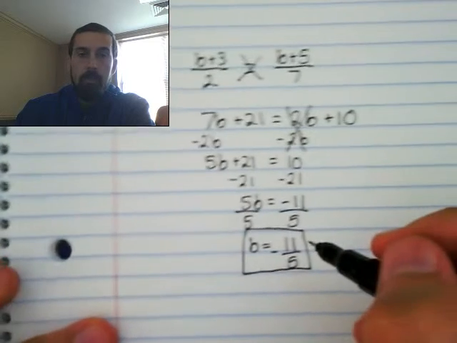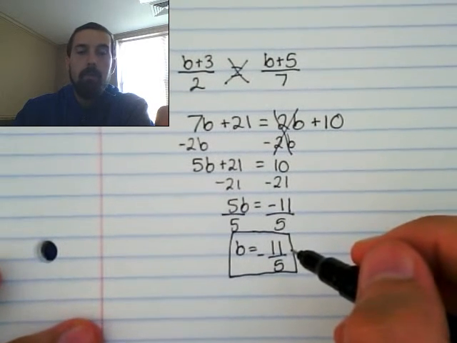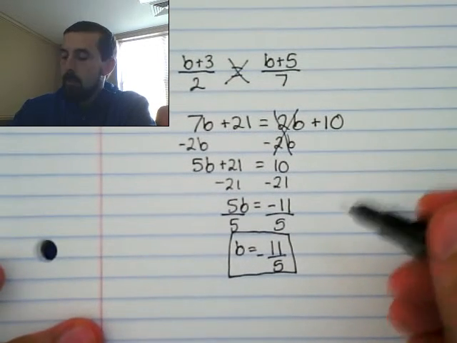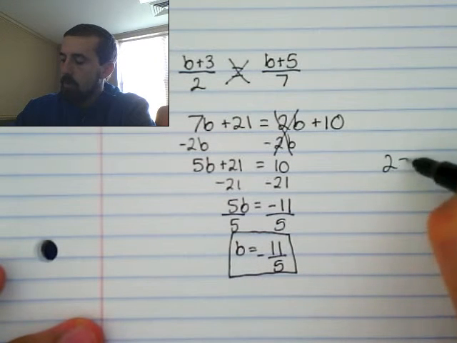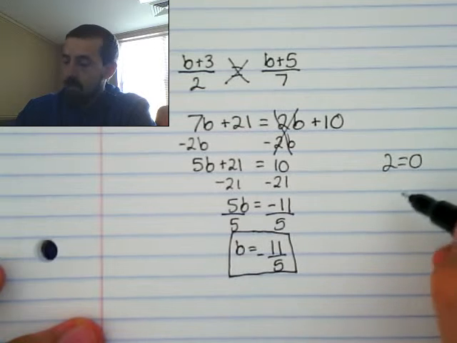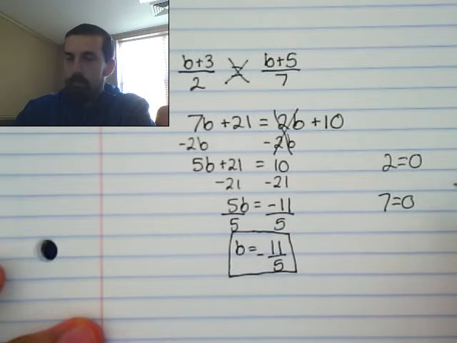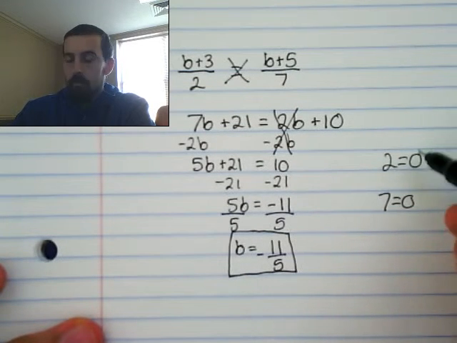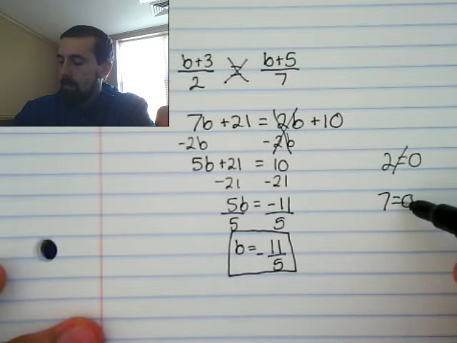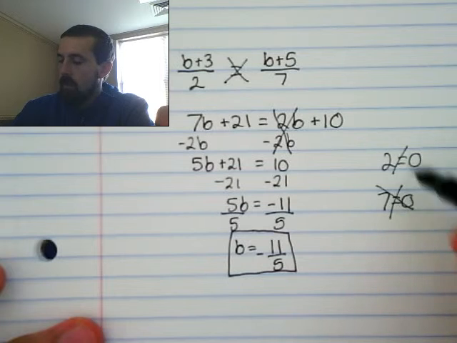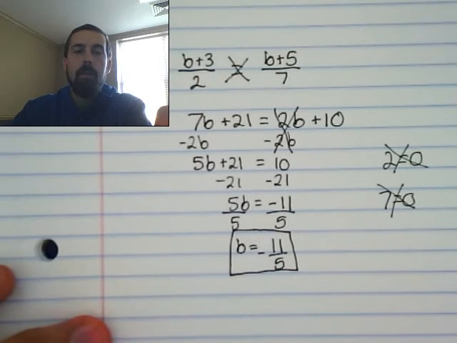Now excluded values, we have to make sure we take care of those. The fun part about this one is that it's probably not going to have any, because we don't have a variable in the denominator. We have a 2, so we can set 2 equals 0, and we have a 7, so we set 7 equals 0. Well, does 2 equal 0? No, so that's not even a true statement. Does 7 equal 0? No. So these are not even true statements to worry about.